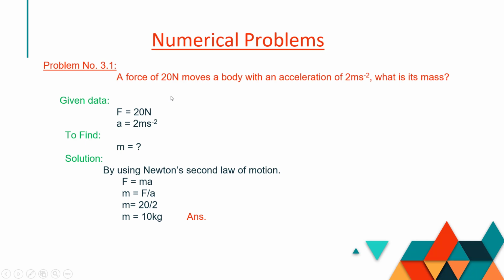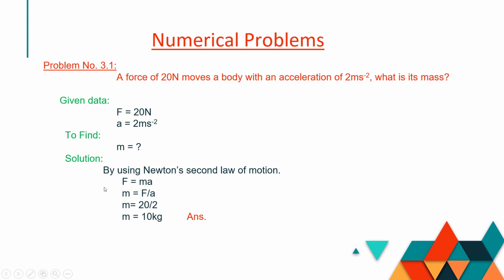As we have given the force which is 20 Newton, so we will write F is equal to 20 Newton. Second, we are given the acceleration of the body which is 2 meter per second square. So we will write acceleration which is equal to 2 meter per second square. And we have to find the mass of the body. So we will write m is equal to question mark. This means we have to find mass in this problem.